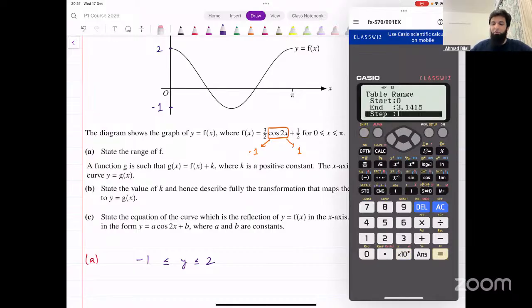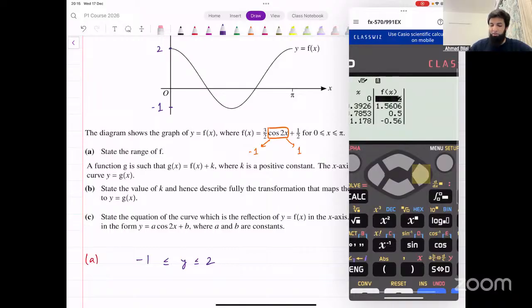Divide the interval into 8 parts, right? Divide by 8, that will become 9 parts actually. But divide the interval by 8, so that's pi divided by 8. That's your step. These are the y values that you get. Now just look at the table. What's the highest value in the table? That's going to be 2.